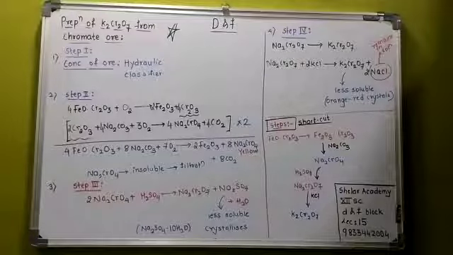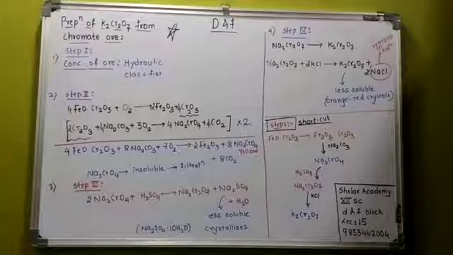What happens in a hydraulic classifier? We pass water through it, and the lighter gangue particles are carried away with water. The impurities are carried away by water. The heavier chromite ore settles down, and so it is separated. So the very first step is the concentration of the ore. After the ore is concentrated, the next step, step number 2, is roasting.